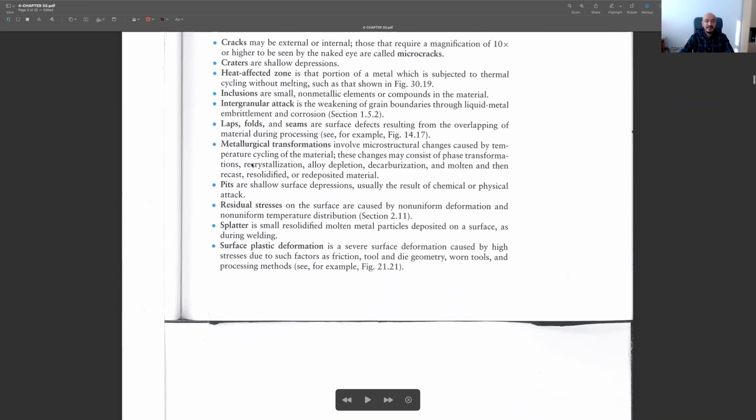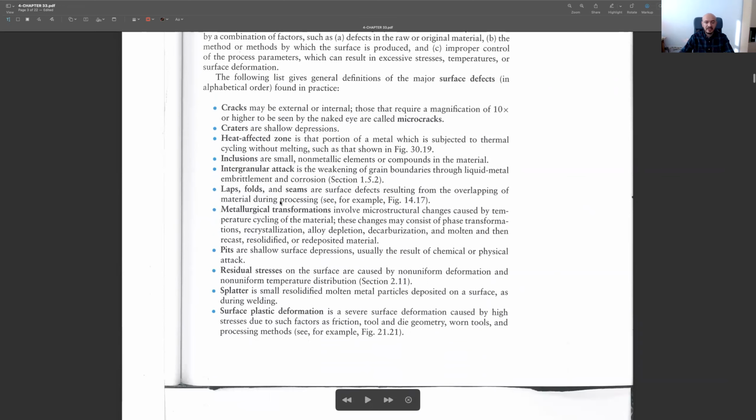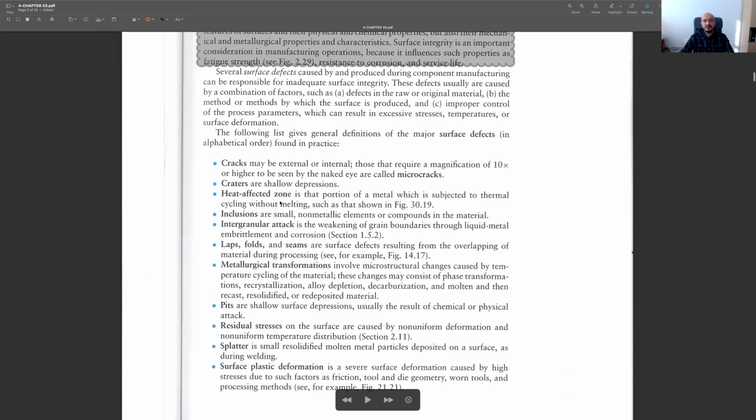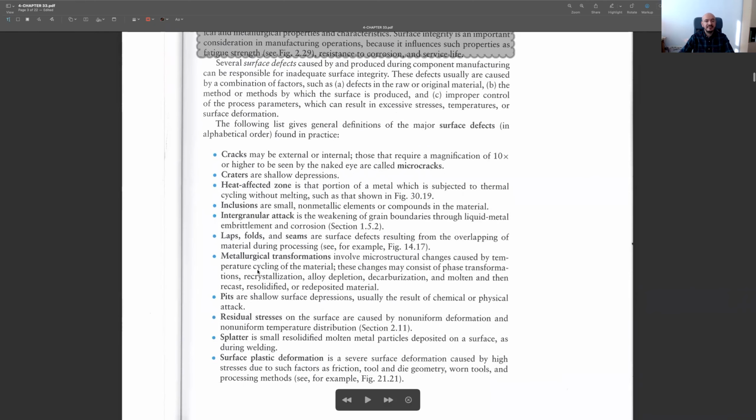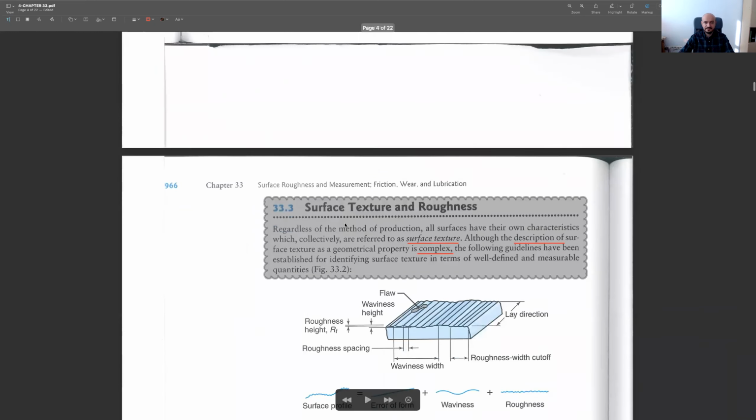So there are such defects, as you see. There are many of them. And if you want to improve the surface integrity, if you want to improve the quality of your part, then you should eliminate these surface defects as much as possible.